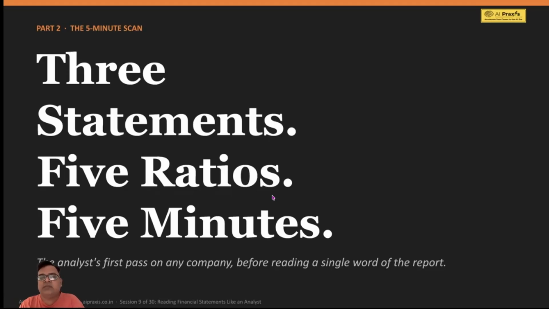In the third minute, look at the balance sheet. It's going to tell you the risk and stability. Then look at the cash flow statement, the reality check. Then you remember a lot of ratios we saw. Quick validation will happen through them, right?